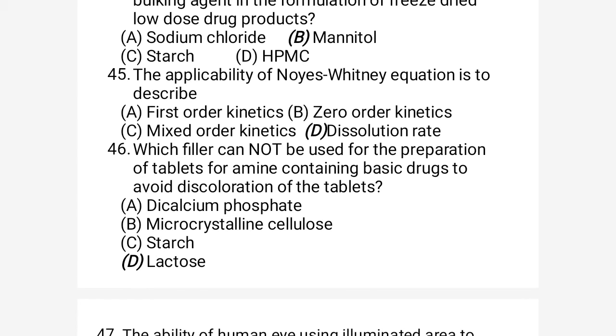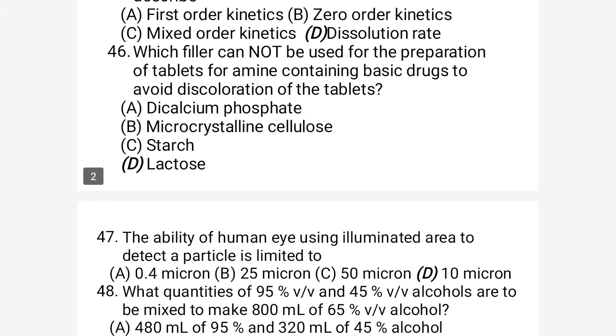Next, question 45. The capability of the Noyes-Whitney equation is to describe. The Noyes-Whitney equation tells about the release of the drug, or the passage of the drug through any membrane or barrier. First order kinetics is not correct, nor zero order, nor mixed order kinetics; it is dissolution rate. Yes, dissolution: the drug is dissolved, and how much drug comes out from the excipients into the solution form can be expressed by the Noyes-Whitney equation. The correct option would be D, that is dissolution rate.